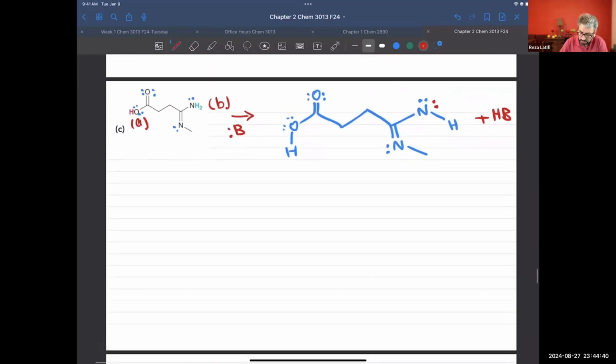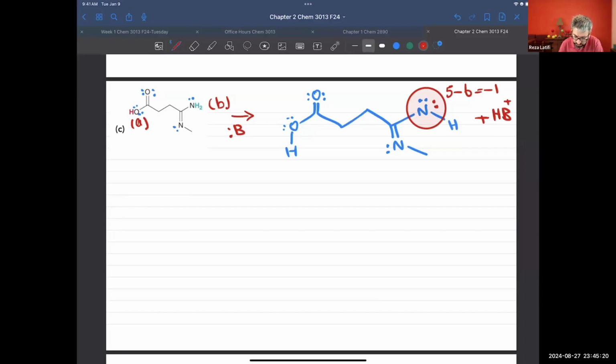Now, what's the formal charge for this nitrogen? Let's calculate it. If I draw a circle around it, nitrogen is in group 5. I see 6 electrons around it, so it's -1. And this one will be +1. -1 plus +1 will be neutral, and everything will be fine.